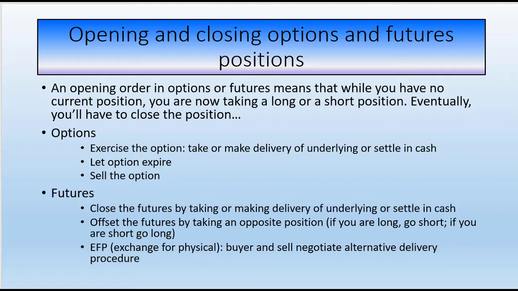You're neutral. And if you originally were short, all you have to do is go long, and then you have no position. It's just like shorting Amazon stock and then buying it back later. You have net zero position after that. The third way that you can close out a futures position is an EFP, which is an exchange for physical. That's simply where the buyer and seller negotiate an alternative delivery procedure. And it's just a way to deliver the item and take delivery of the item in a way that's not specified in the contract itself. The contract allows for a negotiated alternative way of delivering a commodity or an asset.